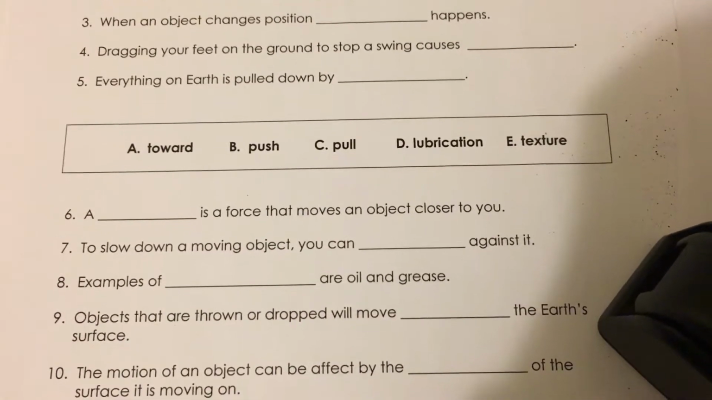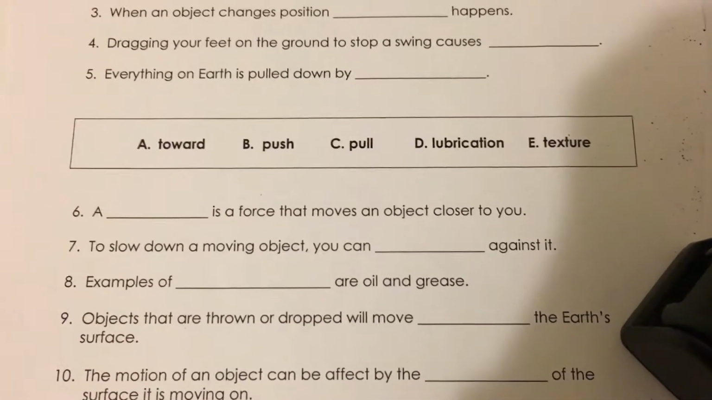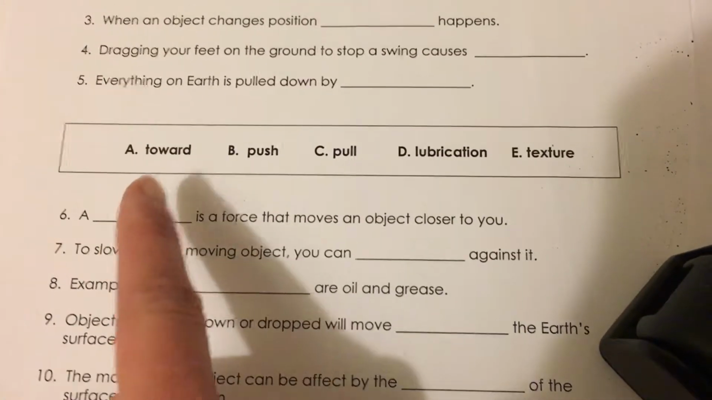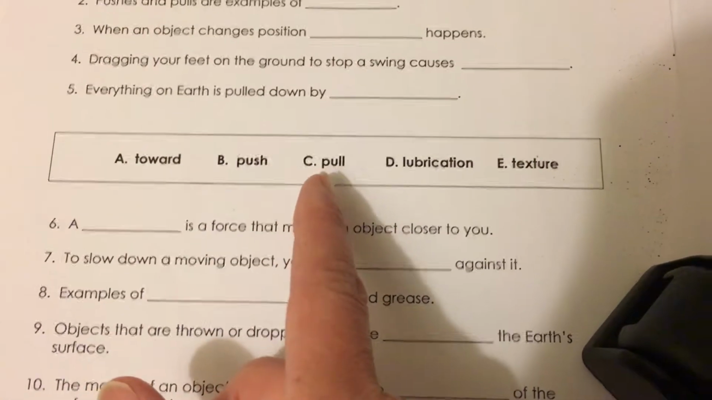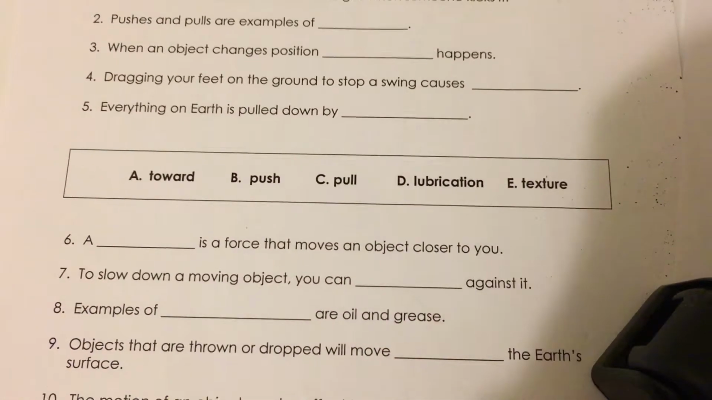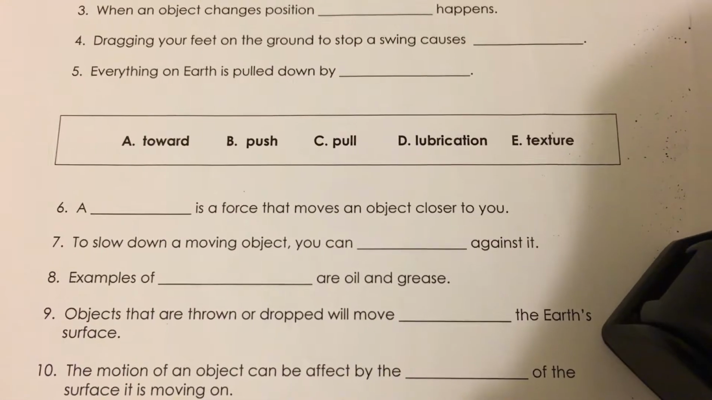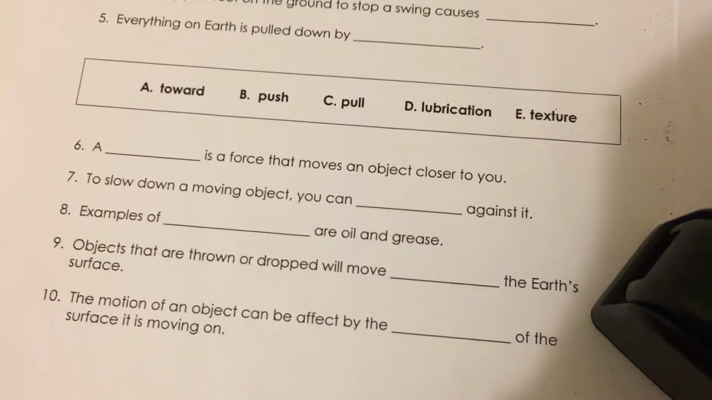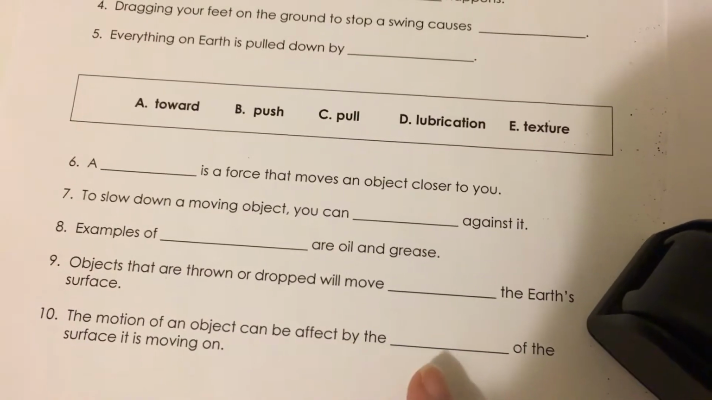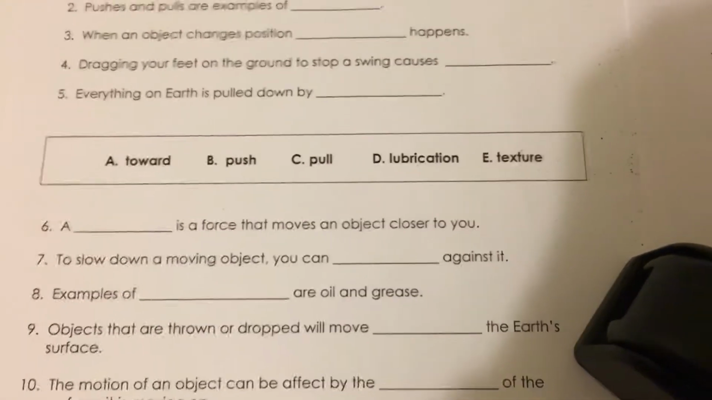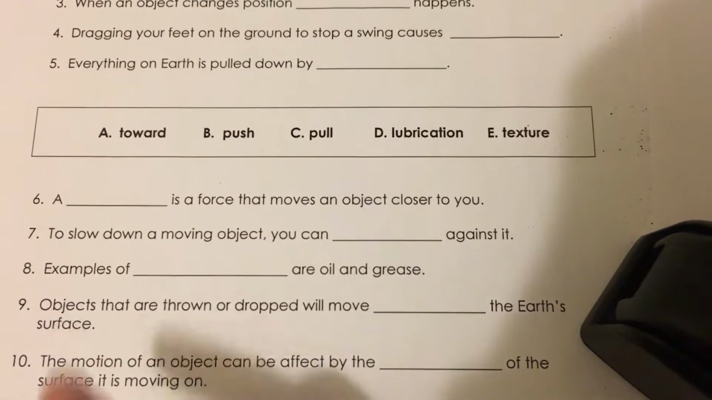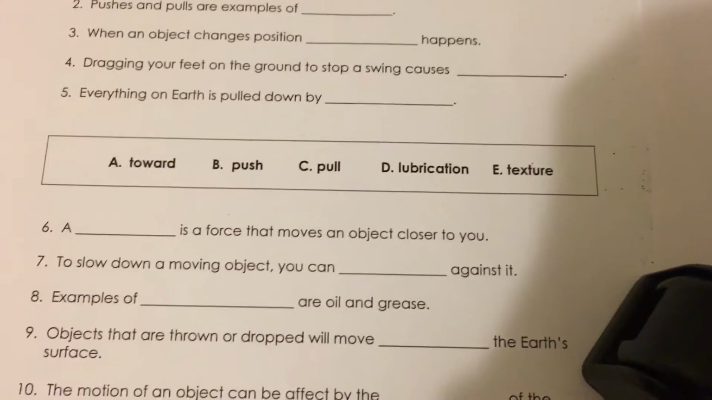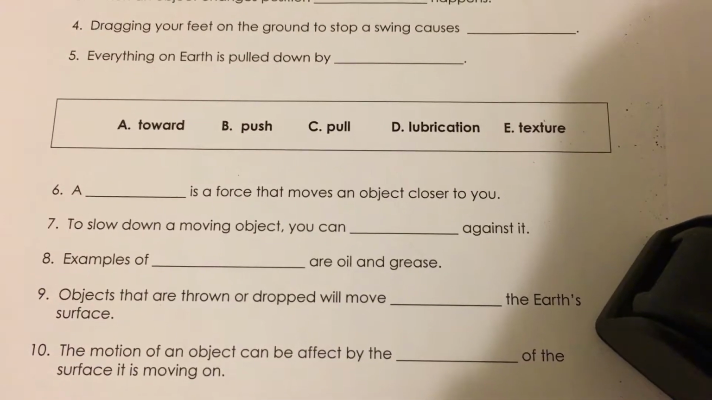Number 9. Objects that are thrown or dropped will move blank the Earth's surface. Toward, push, pull, lubrication, texture. Number 10. The motion of an object can be affected by the blank of the surface it is moving on. Motion can be affected by the toward, push, pull, lubrication, texture of the surface it is moving on.